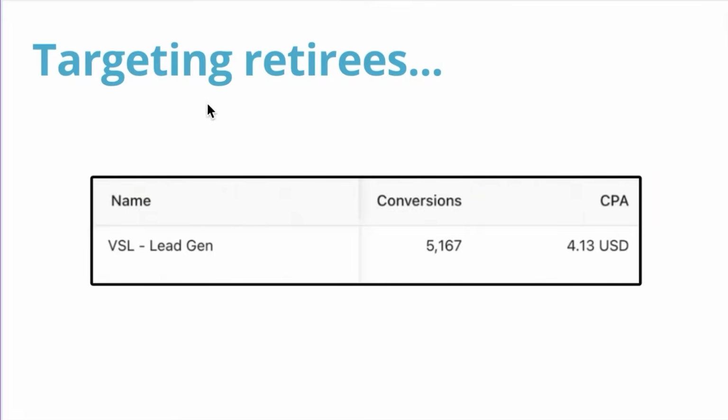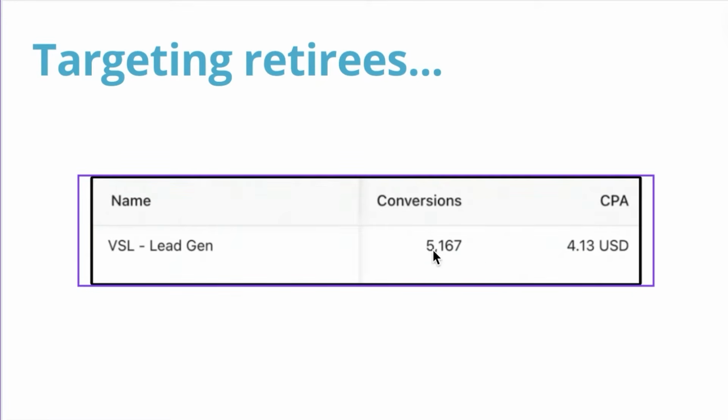This is a client that is targeting retirees, and you can see that they have generated leads targeting people over the age of 55 with a cost per lead of only $4.13, which is really good considering they're targeting an older demographic of people who are looking to retire or already in retirement, and they have a considerable amount of money to invest.